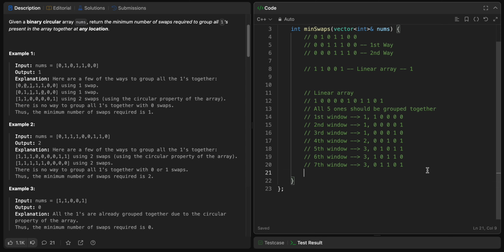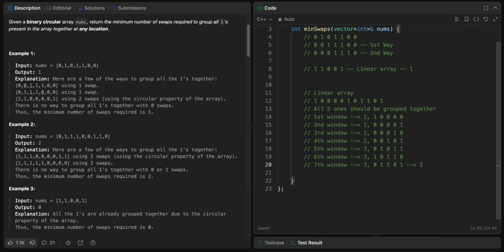Right. So we'll check whether we are proceeding correctly or not. 1 followed by 4 zeros, 1 0. So this is correct. Here I counted the number of ones present in each window. If I need to add all the ones in my seventh window, then how many operations should be performed? Obviously two, because there are two zeros in it.